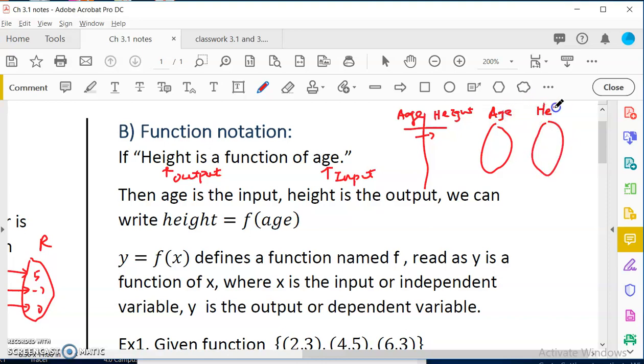I think it talks about kids, right? For adults, the heights are the same, but it's still a function. After you hit 18 or 19, you have the same height. So it is a mapping like this, and you call this a function. This is the conceptual idea, and the way to write it is: height is a function of age, where age is the input. So we write height is equal to f of age. We use f as the function name. F is the name of the function.